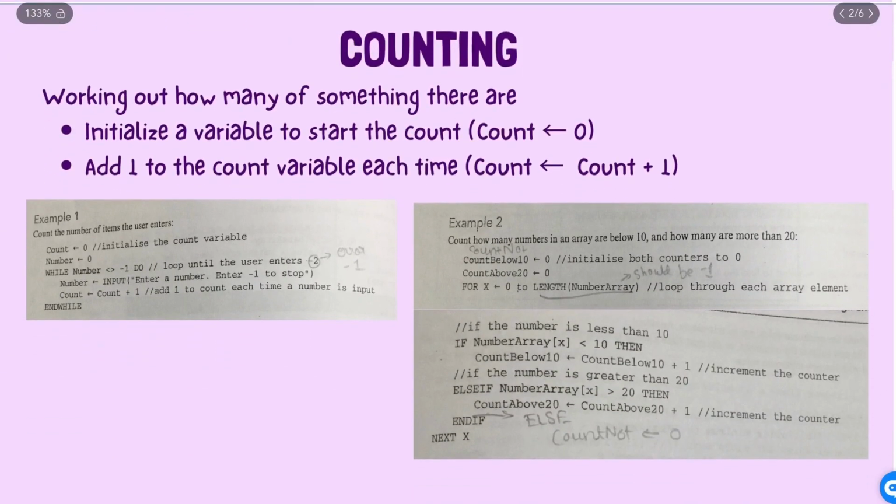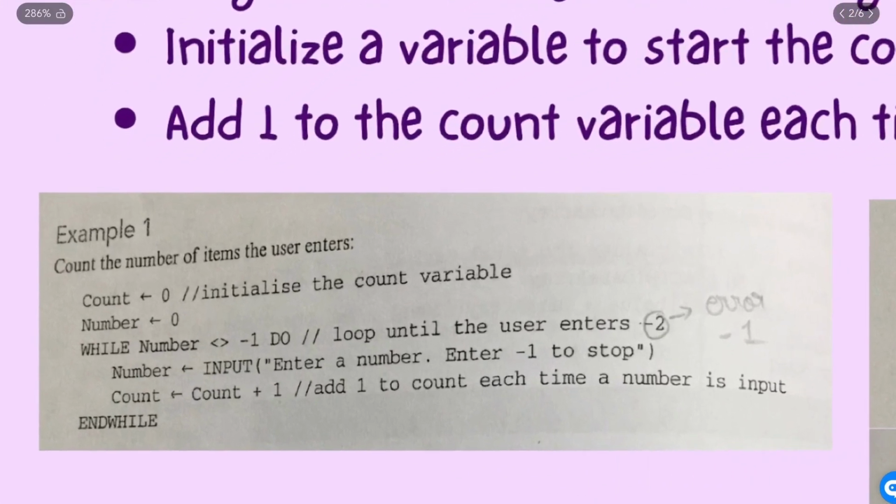Next is counting. Now counting is also really simple. It is working out how many of something there are, or how many values there are. So for counting, you need to initialize a variable to start the count. Count becomes 0, and then add 1 to the count variable each time. So count plus 1. Let's look at an example.